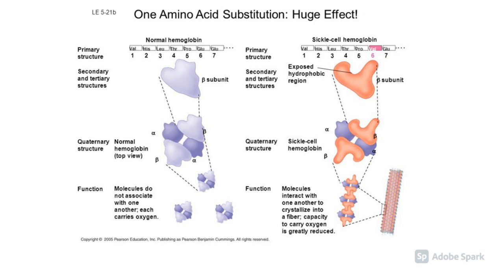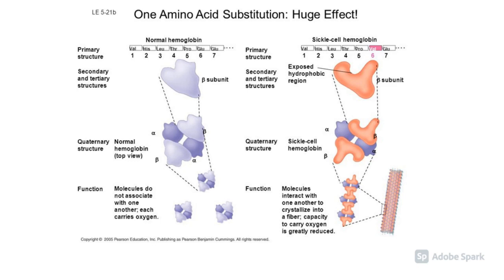Normal hemoglobin is pictured on the left and sickle cell on the right. Notice the primary structure for each. A change in the protein sequence occurs in the 6th amino acid, highlighted in pink. Because of this change, the secondary and tertiary structures are significantly different in each.